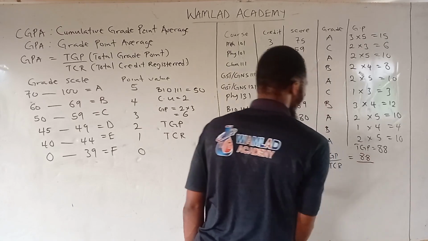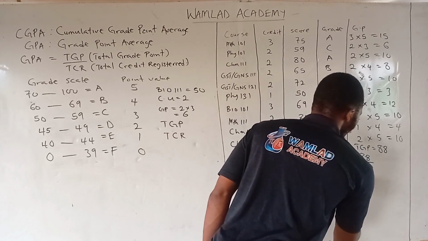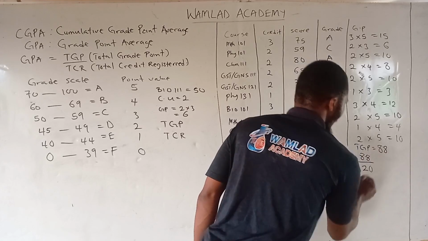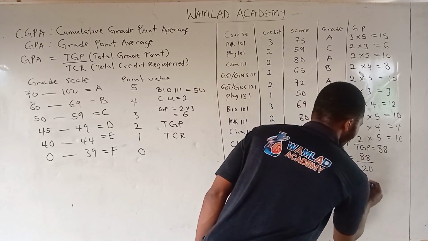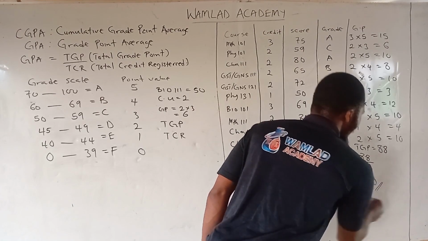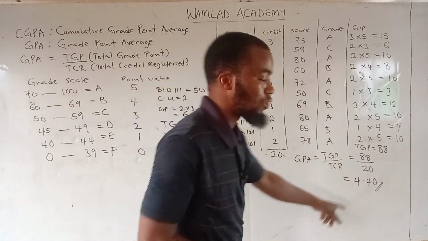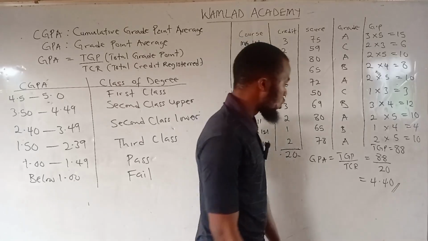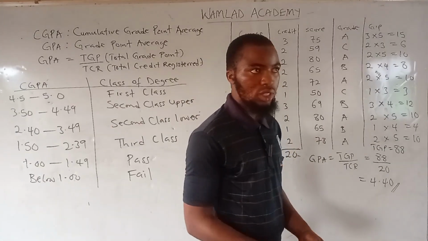So now your GPA equals 88 divided by TCR. Our TCR is 20. So if you press your calculator, 20 into 88, you are going to have 4.40. That means the GPA for this person with this result is 4.40. So after you have gotten your GPA to be 4.40, how can I know your CGPA?